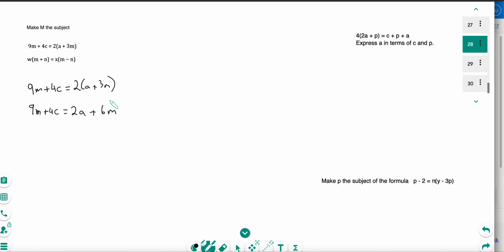Then if I'm trying to make m the subject, I'll put all the m's to one side. So maybe I'll subtract. There's 9m and 6m, I'll get rid of the smaller one. So I'll get rid of plus 6m. I'm going to minus 6m here. So 9m minus 6m is 3m plus 4c equals, plus 6m minus 6m cancel out. So we're left with 2a. Then m is being multiplied by 3, then added to 4c. I'll get rid of that plus 4c by minusing 4c.